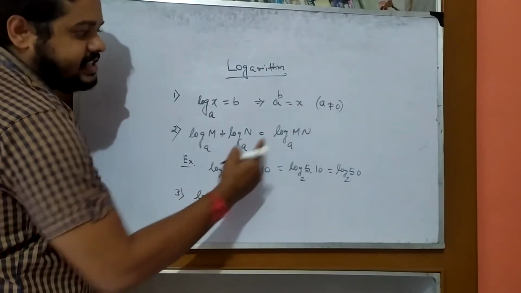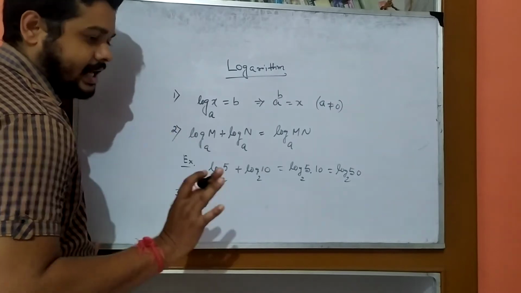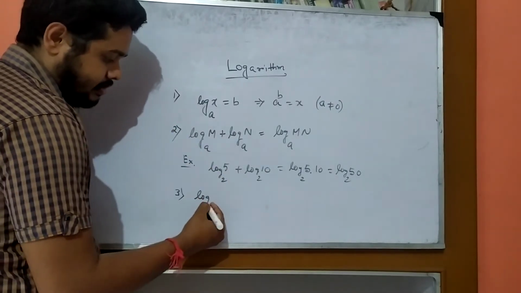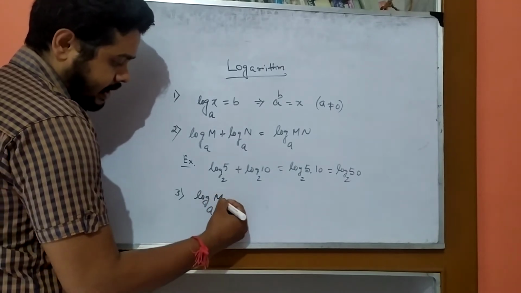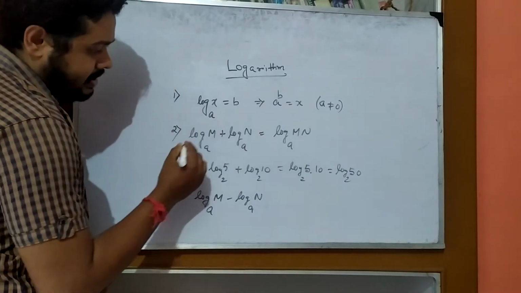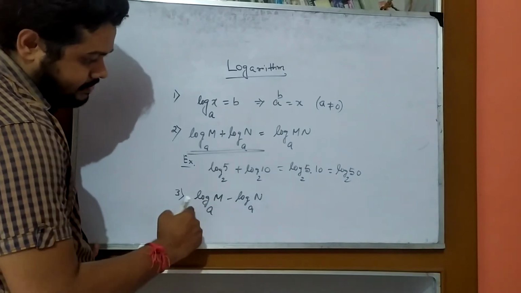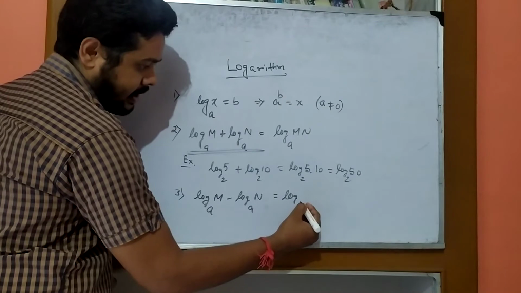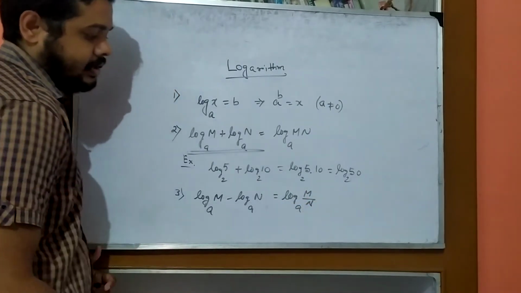We can prove each and every formula, but later I am showing how this formula is coming. First of all, we write all the formula. Logarithm m minus logarithm n with base a. This time it was in addition form, but here in subtraction form. So it will be logarithm m by n with base a.